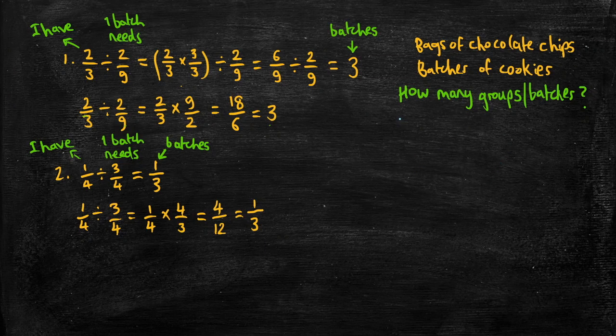How about interpreting division using the idea of how many units in one group? Okay, so now let's go back to number 1, 2/3 divided by 2/9.